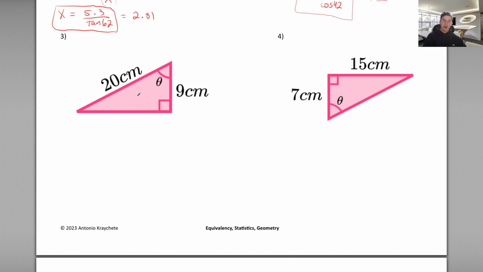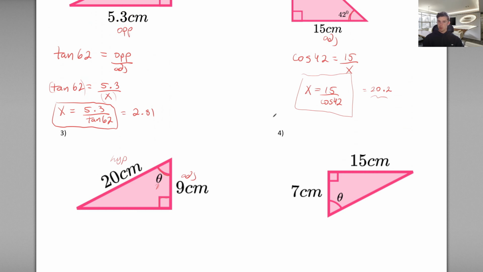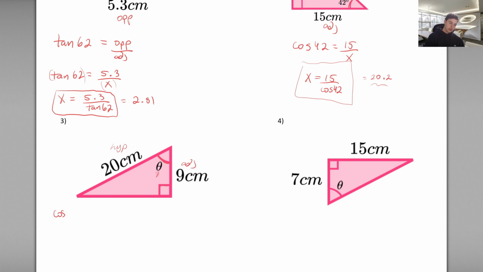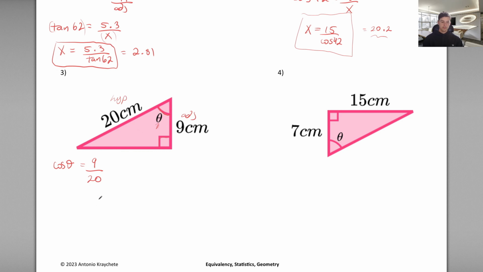All right, now we do have an angle that we don't know, and we do have two sides. So we gotta know the relationship of the angle to the sides, of course, based on this angle. So this is the adjacent side of that angle, and this is the right angle. So the side opposite to that is the hypotenuse. So using adjacent and hypotenuse, we know we gotta use CAH, so cosine. So cosine of the angle equals the adjacent side, which is 9, over the hypotenuse, which is 20.